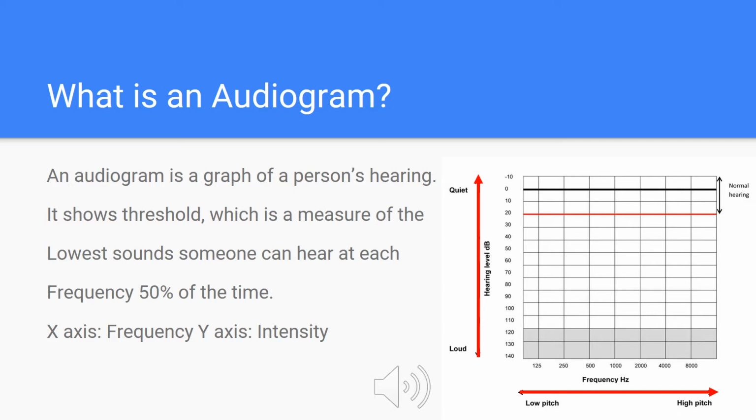The x-axis tells us our frequency or pitch, which is how high or low a sound is, and the y-axis tells us the intensity or loudness of the sound. To the right is a picture of a blank audiogram. The red and black straight lines indicate where normal hearing would be. A hearing loss would be plotted.